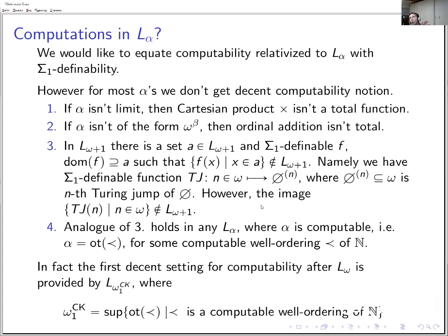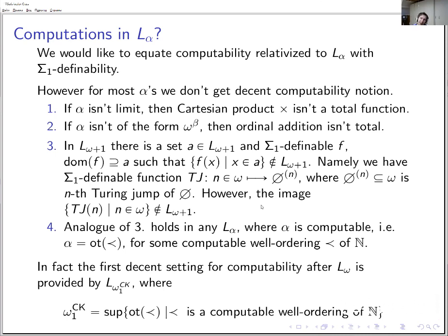The whole point is that all subsets of the natural numbers in L omega plus 1 are arithmetical, because they are definable over L omega, and L omega was just HF. The sets that are definable in L omega are more or less the arithmetical sets. Because of this, all individual Turing jumps are actually elements of L omega plus 1. But the collection of all finite Turing jumps wouldn't be in L omega plus 1.